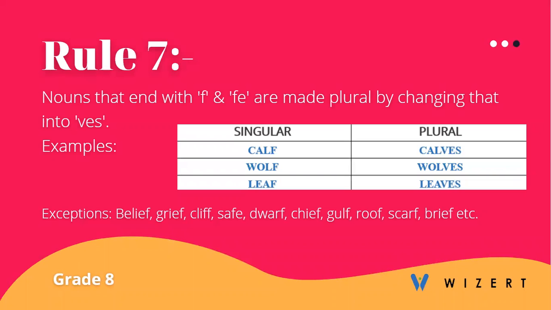Rule 7. Nouns that end with F and FE are made plural by changing that into VES. So calf becomes calves, wolf becomes wolves, and leaf becomes leaves. However, there are certain exceptions to this rule, like belief, grief, cliff, safe, dwarf, chief, gulf, roof, scarf, brief, etc. So all these words are changed into plural form by adding s in the end.